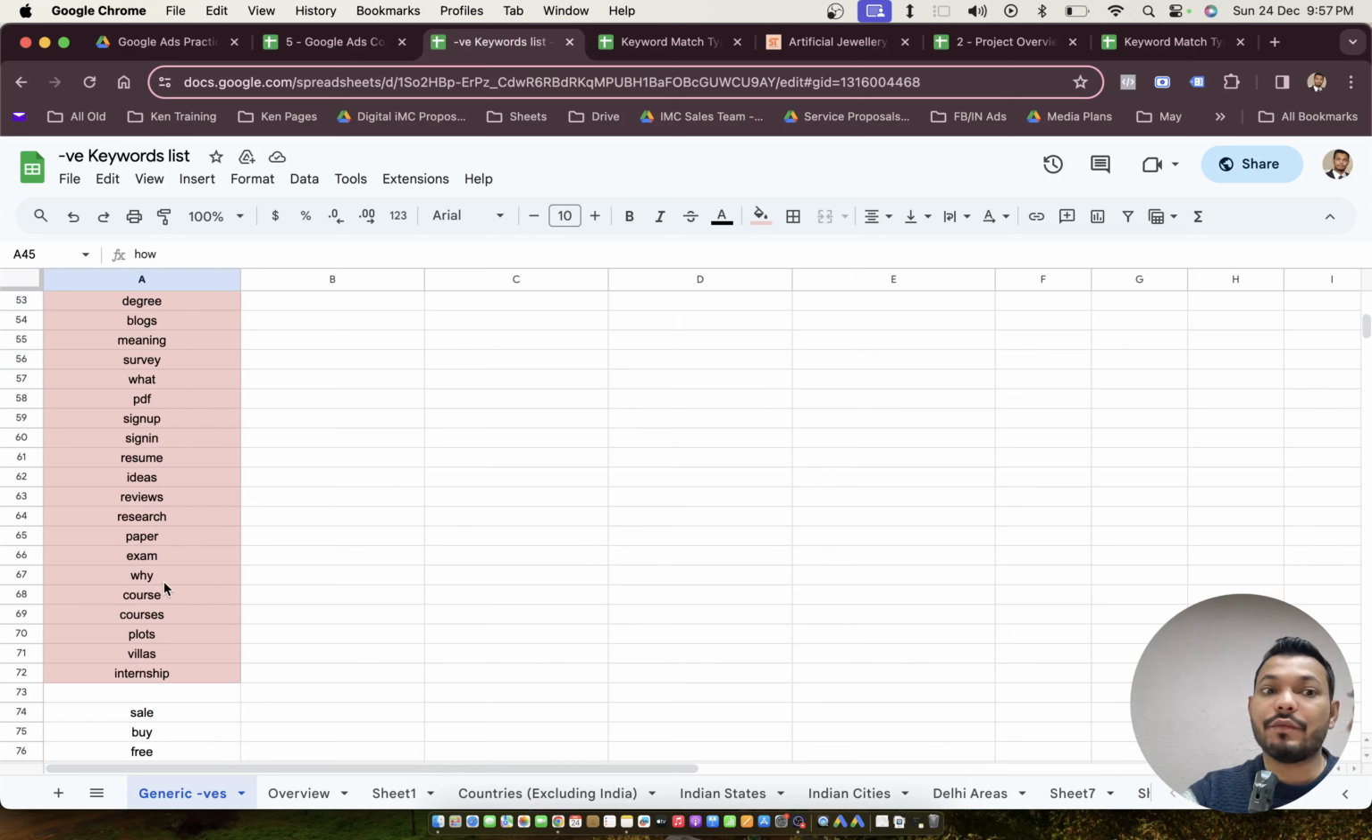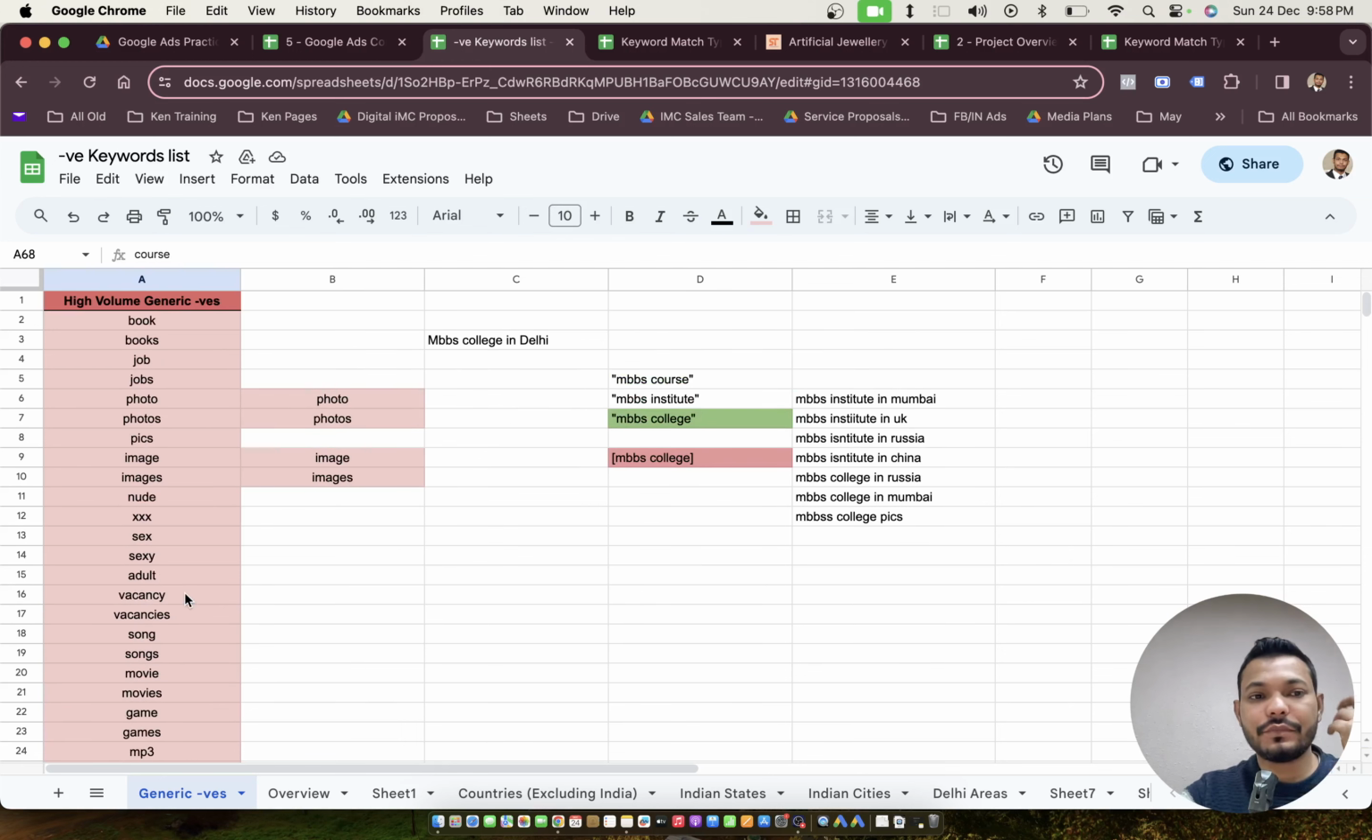Especially people type things like why, how, what, ideas, resume, vacancy, jobs, folder, downloads, interview, map, leasing. They type things like PDF, sign in, sign up. These are the heavy searches which people are always typing on Google. Courses, exactly. Courses is something which people heavily type on Google. And if you have a product, if you have an e-commerce store, you are not willing to show the ads to someone who is looking for any kind of courses, right? So that's how you control generic negatives.